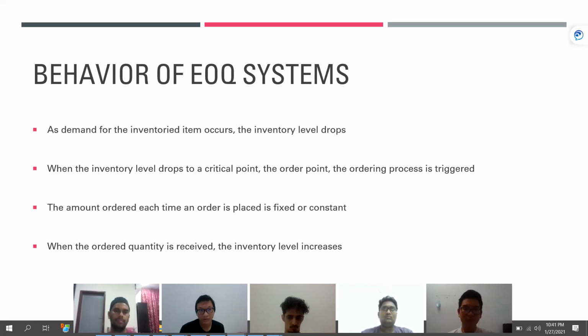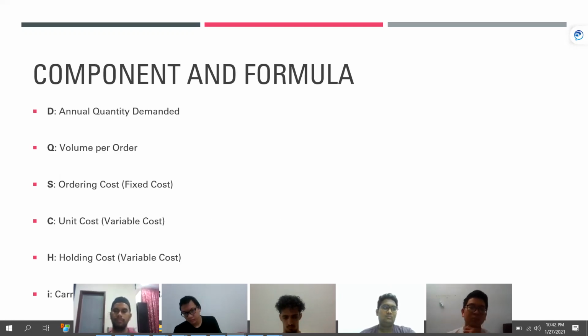The third slide discusses the behavior of the system. There are 4 points here. The first one is that as demand for the inventory item occurs, the inventory level drops. The second one is that when the inventory level drops to a critical point, the ordering process is triggered. The third point is that the amount ordered each time an order is placed is fixed or constant. The last one is that when the ordered quantity is received, the inventory level increases. For this one, I pass to Hussein.